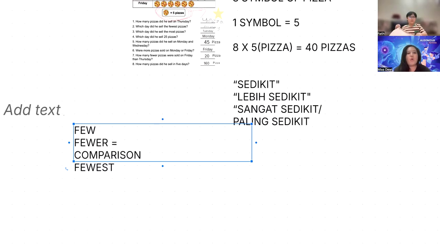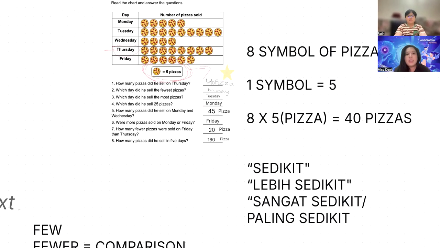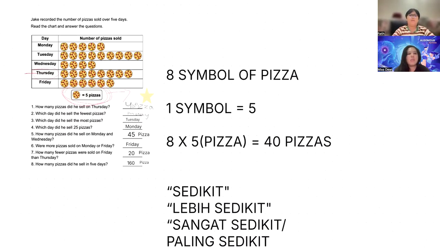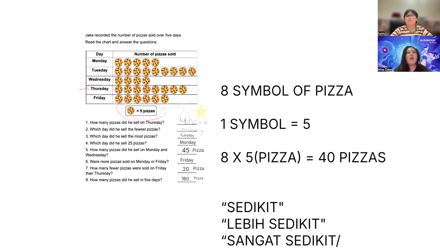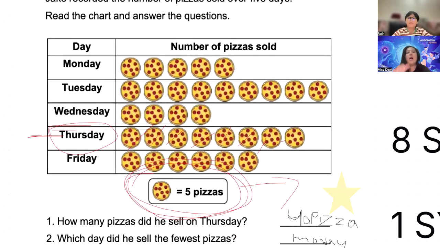Now, let's go back to question number 2. Which day did he sell the fewest pizzas? Actually, you don't have to count it as you did for number 1, like multiplication, 8 times 5. You don't really have to do that. In this question, the thing you have to do is only look at the information. Which day has the smallest number of symbols?